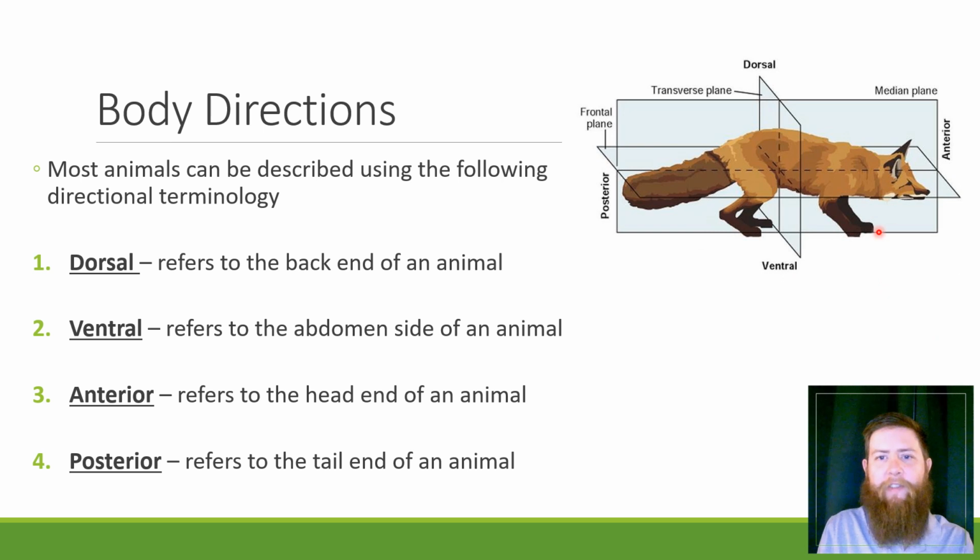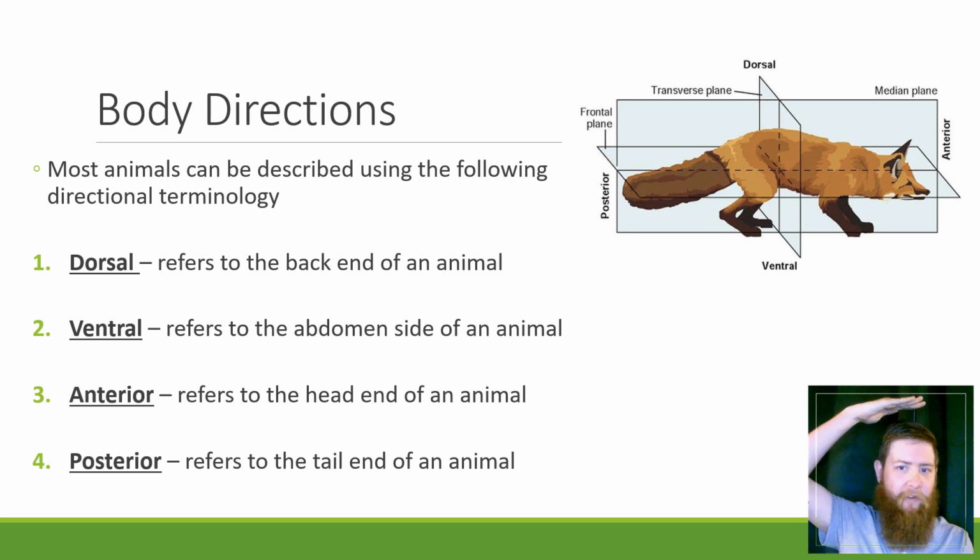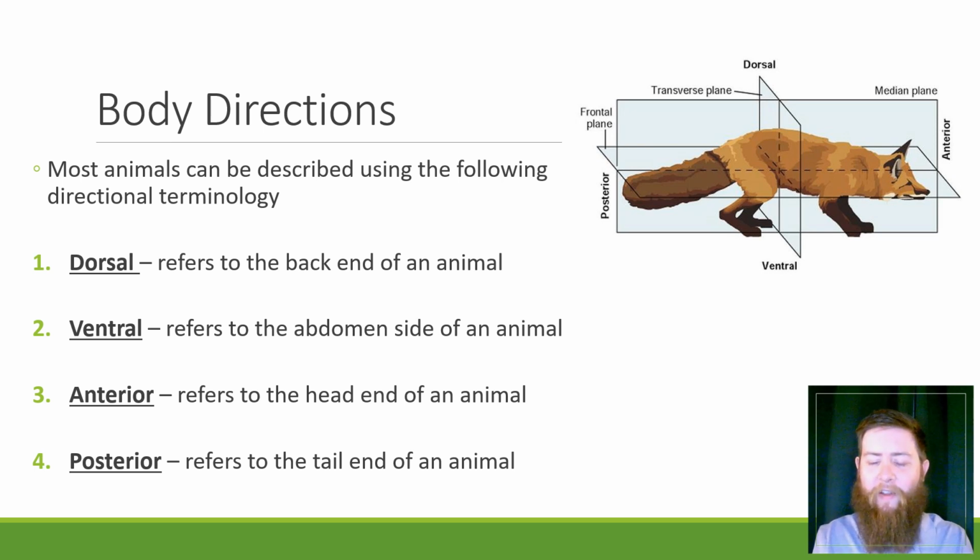Most animals are in this kind of horizontal configuration, but in humans, our ventral is our belly side, our dorsal is our back side, anterior is towards the head, posterior is towards our non-existent tail.